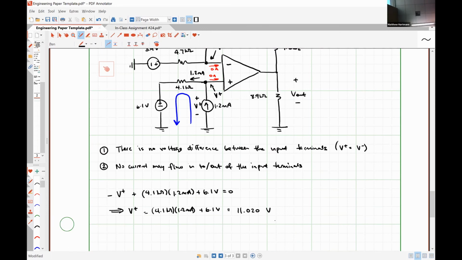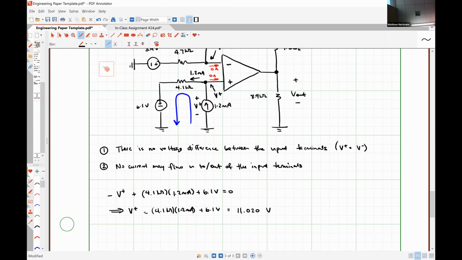So does everybody understand the circuit analysis that I just did there? Or does anybody have questions or anything about it?